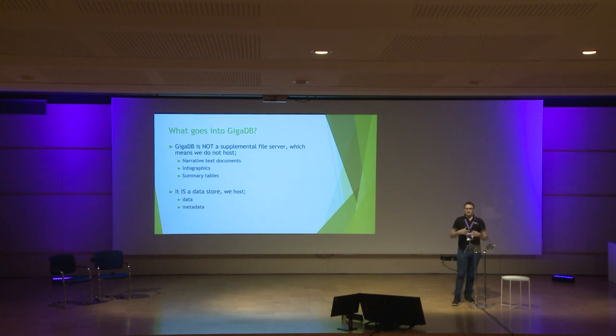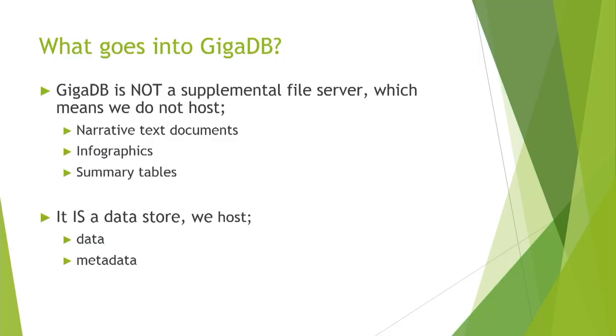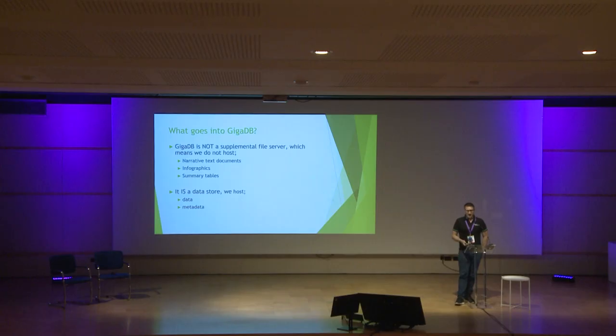So the infographics, no, we're not interested in those. We just want the actual data. So if they put a summary table of information in their manuscript, we want the data that was used to create that summary table. So we do store all of the data, and then we annotate the metadata on top of that with the help of the authors, because it's their data. They know it.